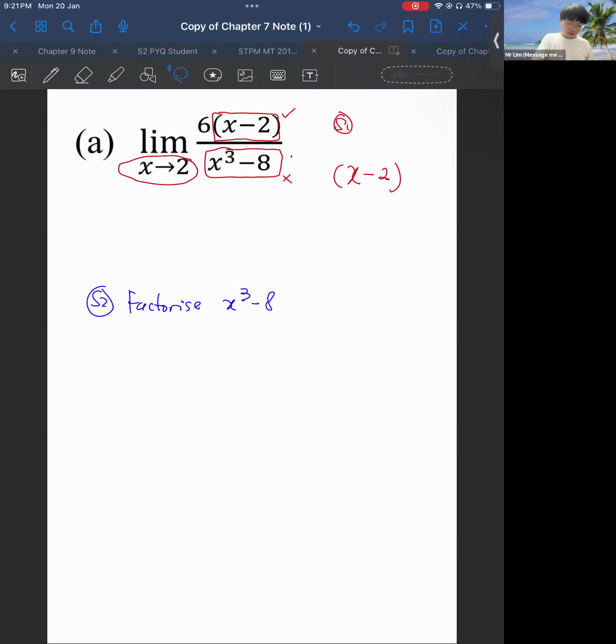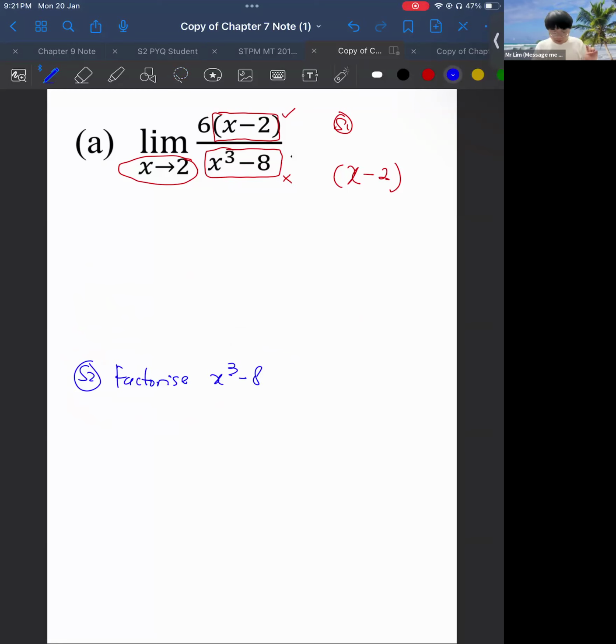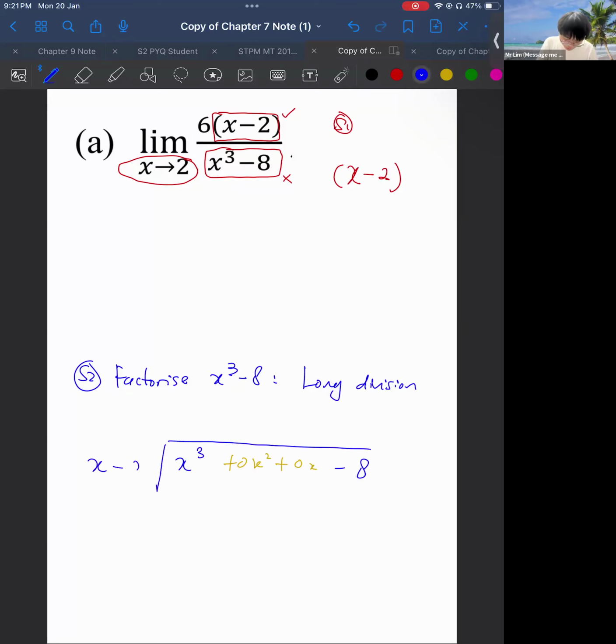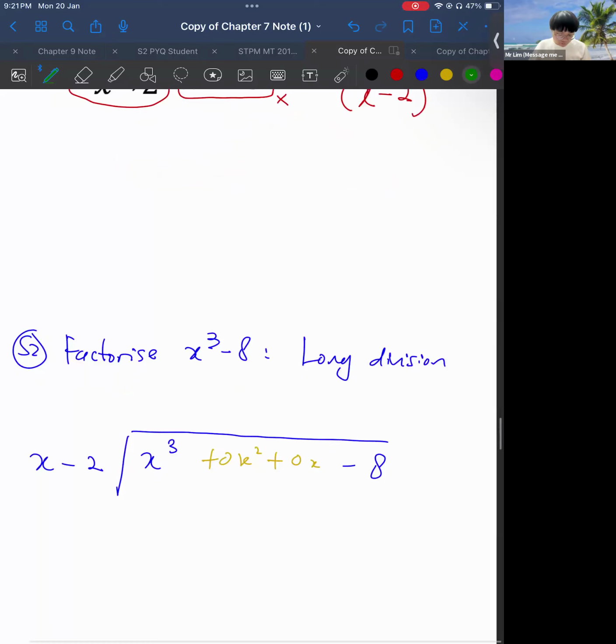Most of you get the same answer. Let's factorize this one. One way to do it is long division. Write x cubed minus 8 at the back, you know why? Because this is 0 x squared and 0x. So x minus 2 is one of the factors, and you want to find the quotient. I think long division is okay for you.